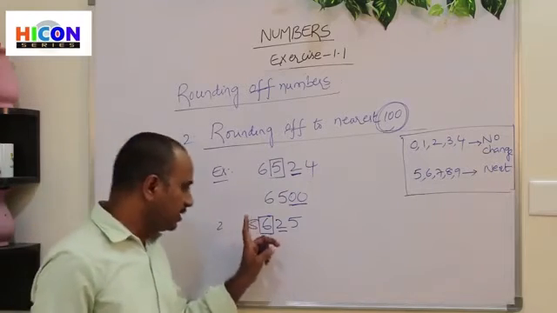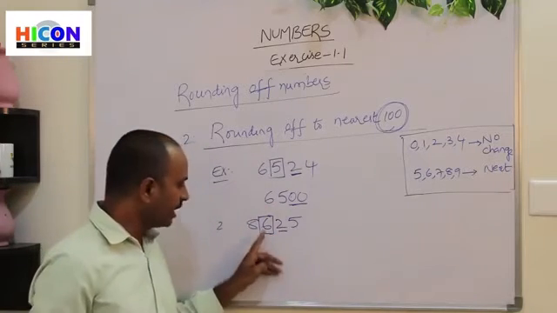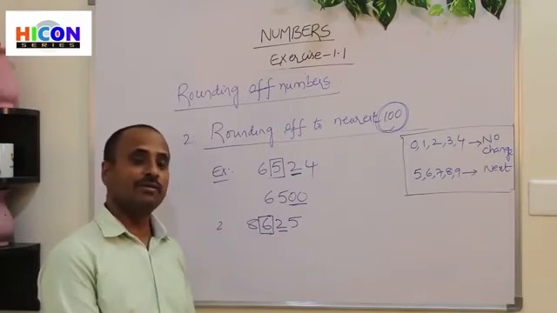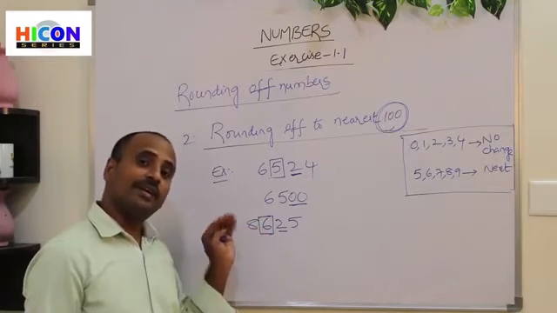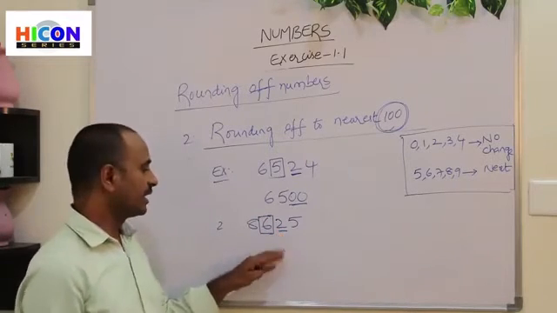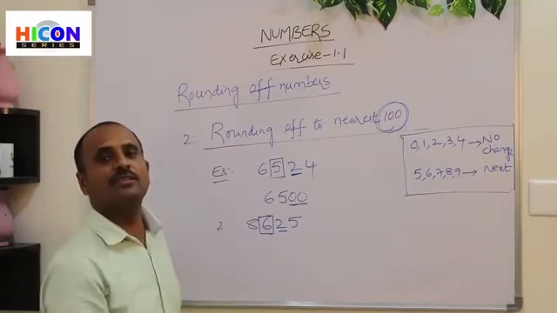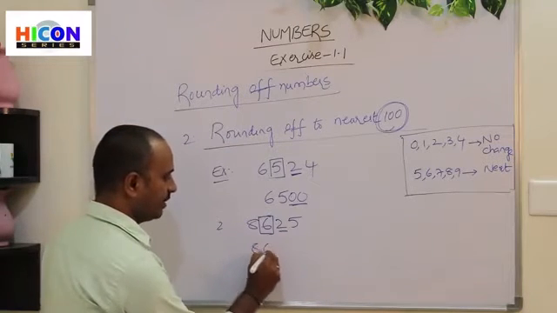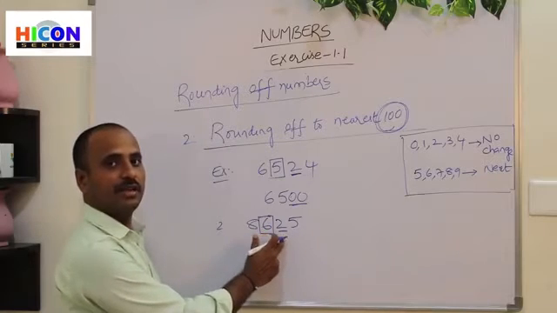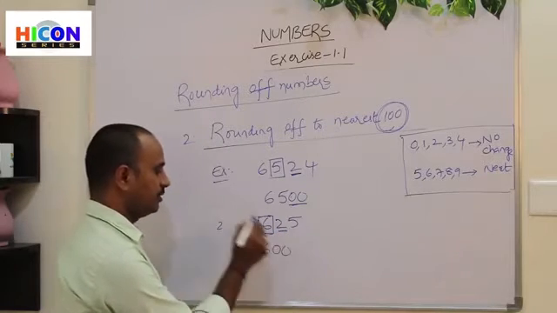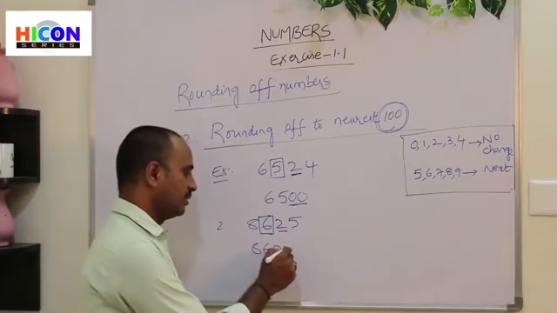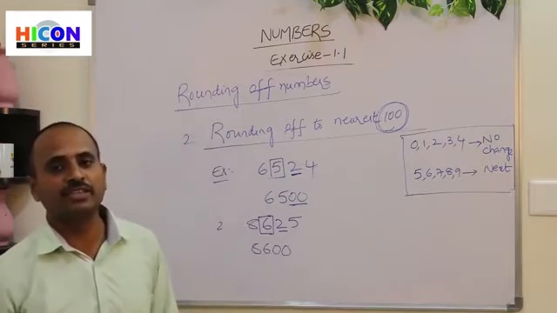If the next digit is less than 5, keep the same 100. If the next digit is more than 5, write the next hundreds. Here the next digit is less than 5, so keep the same hundreds. No change in the hundreds. And put zeros for the remaining digits. There are two zeros, so put two zeros for the remaining digits. 8600. This is the number which is rounded off to the nearest hundreds.